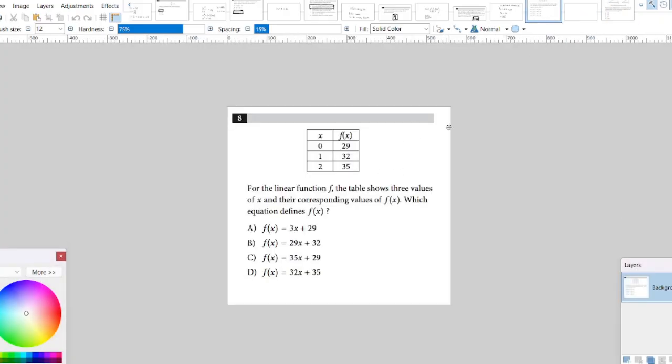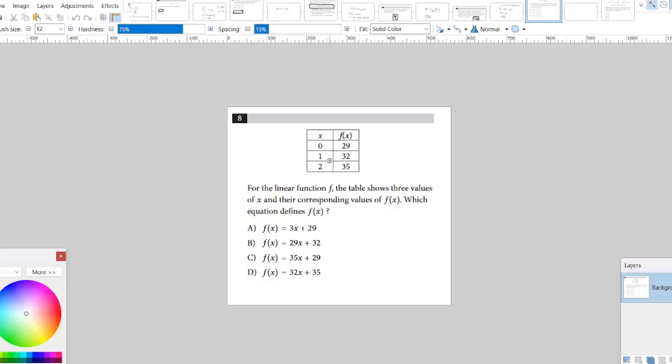I believe this is the penultimate question, as in the second to last one, so for this video, that is. All right, so let's take a look here. It says, for the linear function f, the table shows 3 values of x and their corresponding values of f of x. Which equation defines f of x?